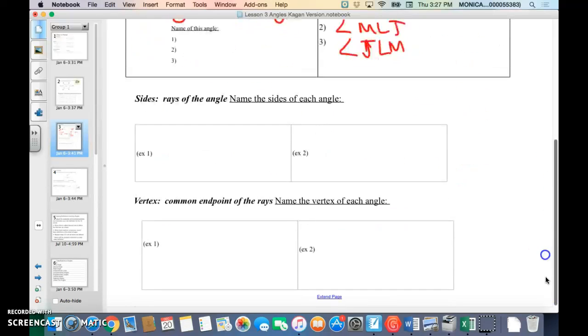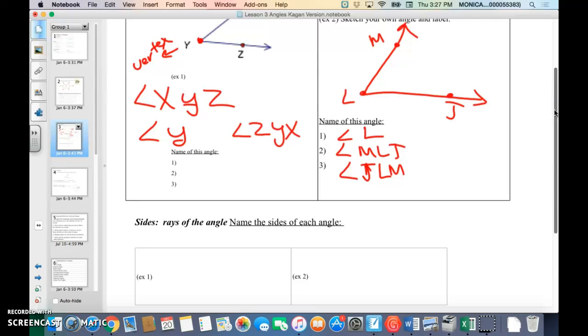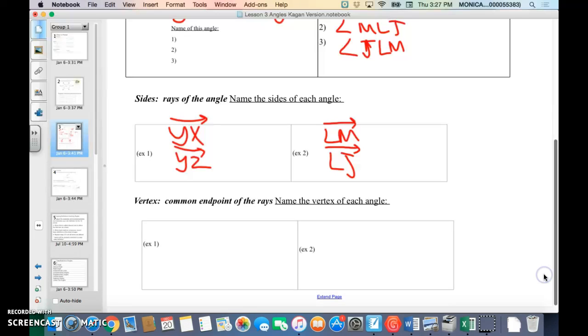It's also kind of cool because the sides of an angle are always rays. So if I wanted to name the sides of this angle up here, it would be YX and YZ. And for my angle, it would be LM and LJ. Please remember that when you're labeling a ray, the endpoint always has to come first. And then lastly, the vertex is the common endpoint. In this case, it was point L, and in this case, it was point Y.